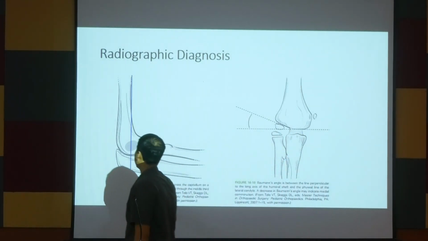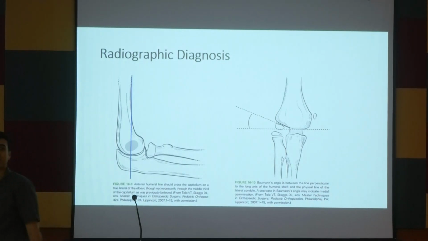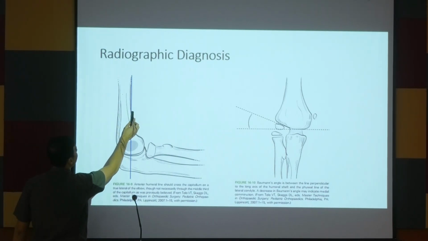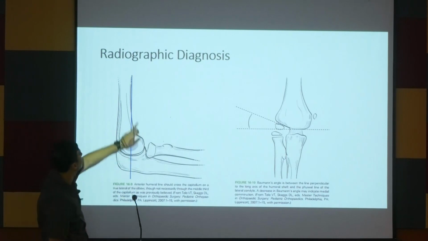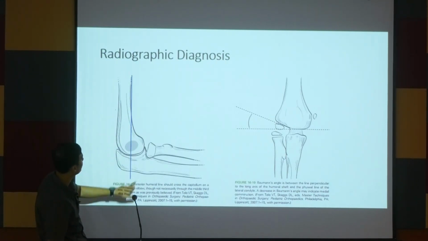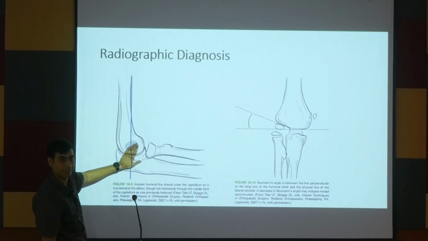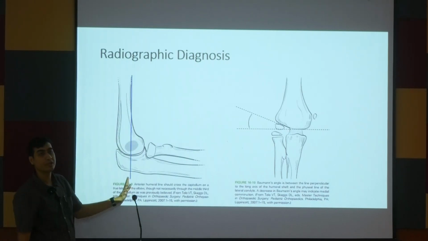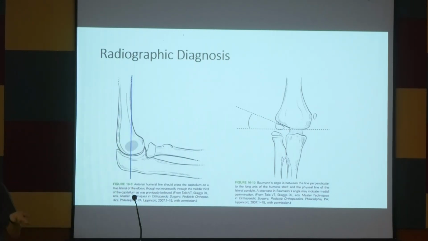Now the other concept that you have to see on the lateral view is called the anterior humeral line. Very simple, position the patient lateral. You get the humerus, this is the anterior humerus, posterior humerus. Just project the anterior humeral line beyond, and what you get is the capitulum. The anterior humeral line should pass through the middle third of the capitulum. In simple words, it should transect the capitulum. If it is not going through, it is not acceptable.